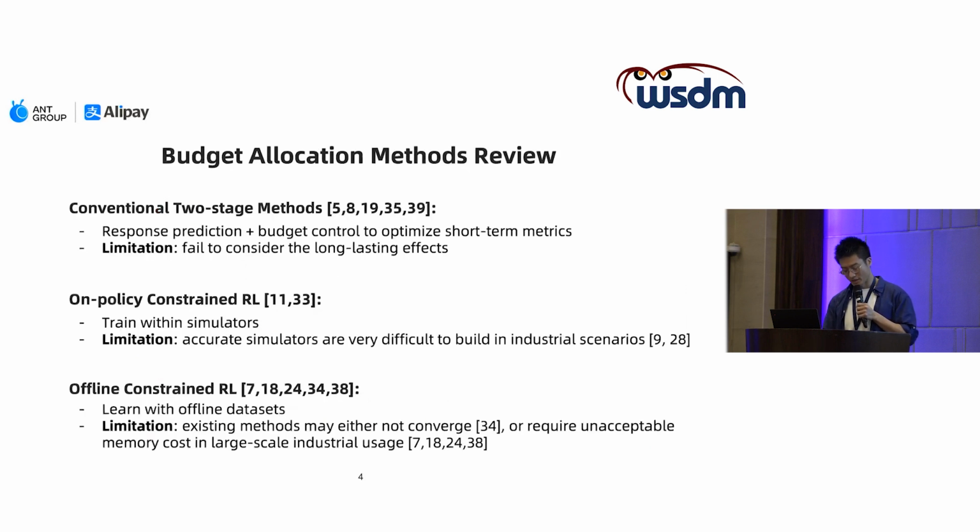We reviewed the existing methods for the budget allocation problem. Conventional methods take a 2-stage procedure, but they fail to consider the long-term effect, such as the DAU metric over a week. To optimize such long-term metrics, constrained RL approaches were proposed. The on-policy constrained RL method requires training with simulators, which are very difficult to build in industry scenarios. The offline constrained RL method learns with offline datasets only. Though they are promising, existing methods either do not converge or require an unacceptable memory cost in large-scale industry usage.